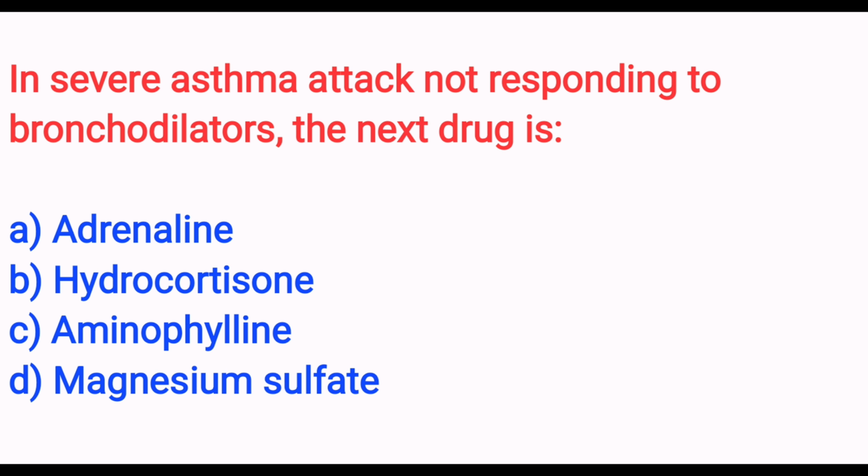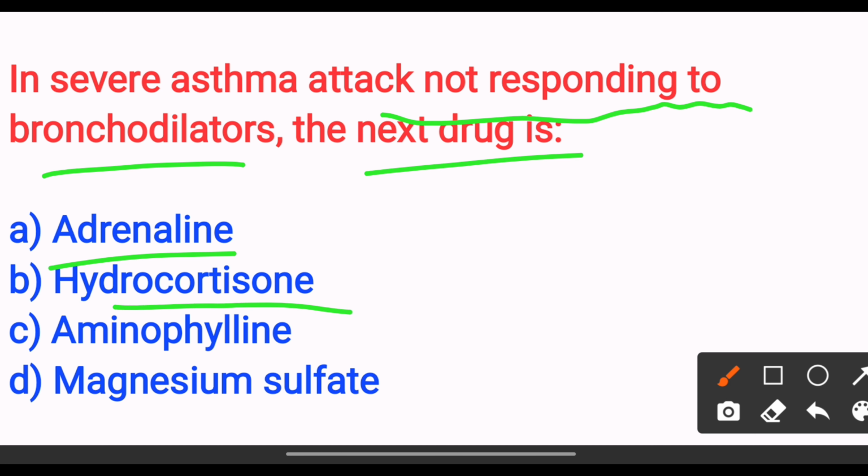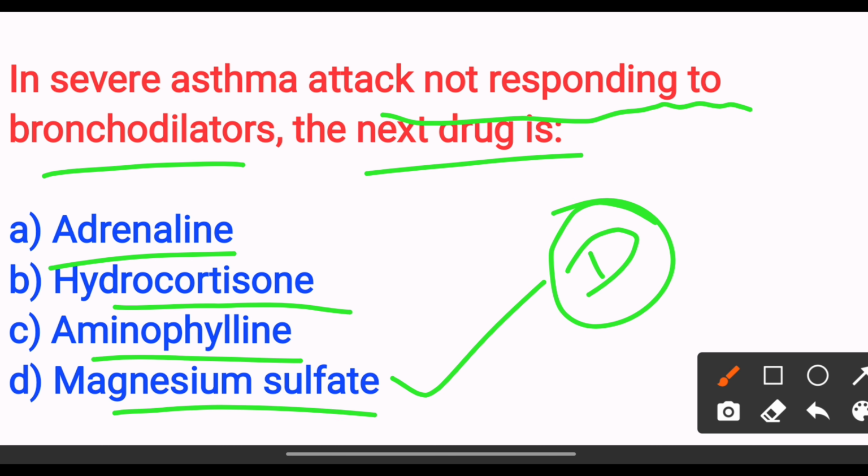In severe asthma attack not responding to bronchodilators, the next drug is option A adrenaline. Option B hydrocortisone. Option C aminophylline. Option D magnesium sulfate. The answer is option D magnesium sulfate.